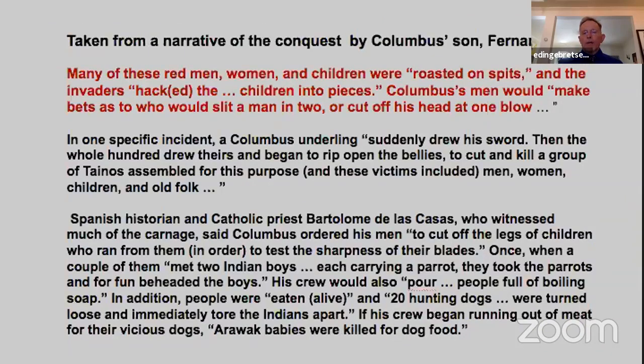Columbus's own son, Fernando, or Hernando, as he was called, again writes, many of these red men, women, and children were roasted on spits. The invaders hacked the children to pieces. Columbus' men would make bets as to who would slit a man in two or cut off his head at one blow. All right, I'm not going to read that whole thing. One gets the point.